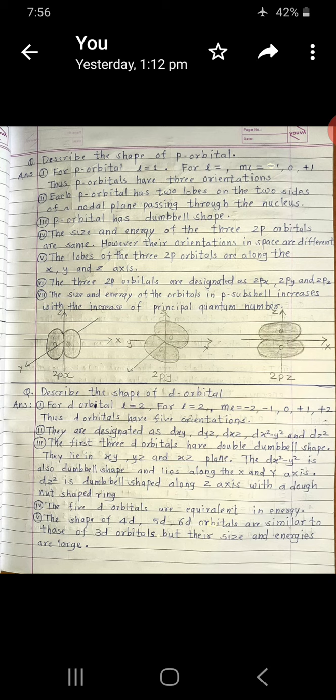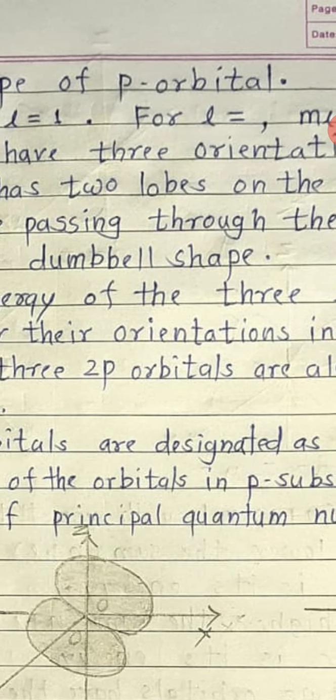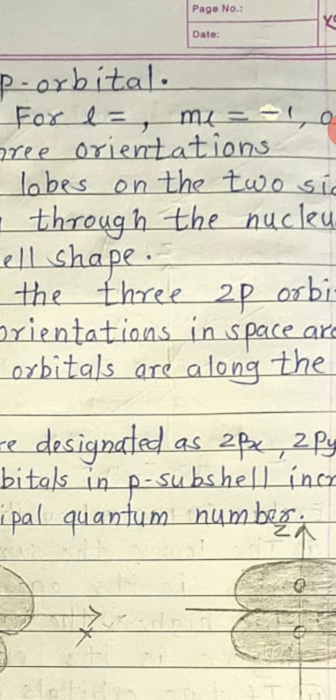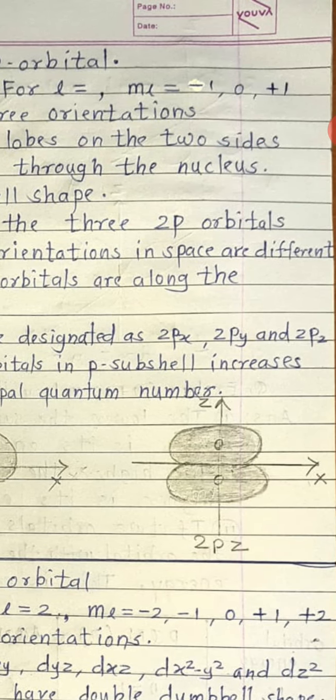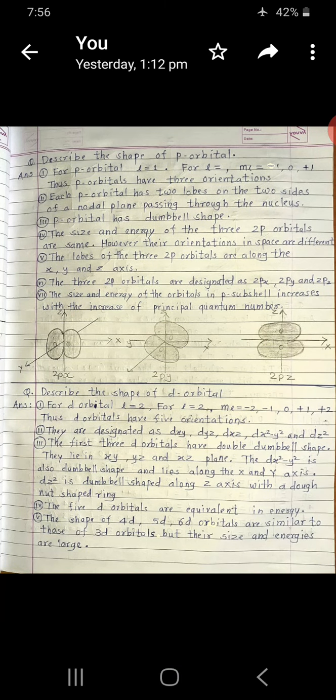फॉर P ऑर्बिटल की शेप के लिए पहला ही पॉइंट देखो यहाँ पर, फॉर L is equal to 1, 1 लिखना रह गया है यहाँ पर. So for L is equal to 1, ML is equal to -1, 0, +1. Okay. Similarly here, for D orbital, L is equal to 2. For L is equal to 2, ML is equal to, what is the formula of ML? 2L plus 1. So 2 2s are 4 plus 1, that is 5. So D orbital has 5 orientation, that is -2, -1, 0, +1, +2.